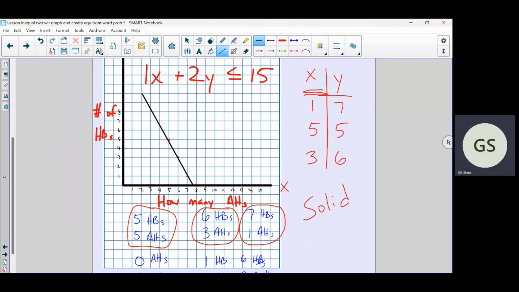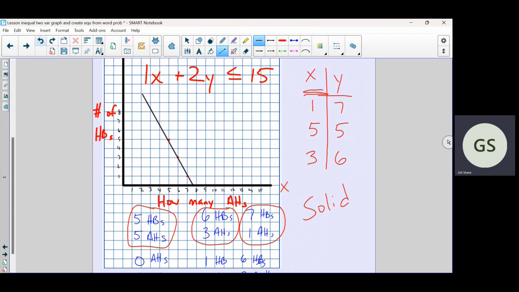Nope, did something else wrong. What's the first point I was supposed to plot? What did I plot? I've reversed it. I made the 7 the honey buns, and I made the 1 the airheads. That's not what it is.